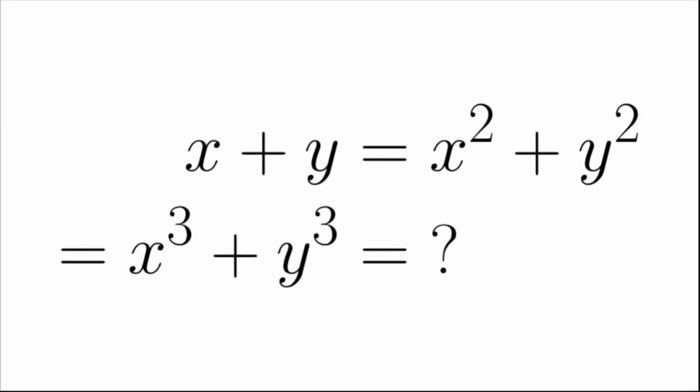Let's take a look at this problem. We are given real numbers x and y, such that the sum, the sum of squares, and the sum of cubes are all equal to one single number. Find all possible values of that single number.